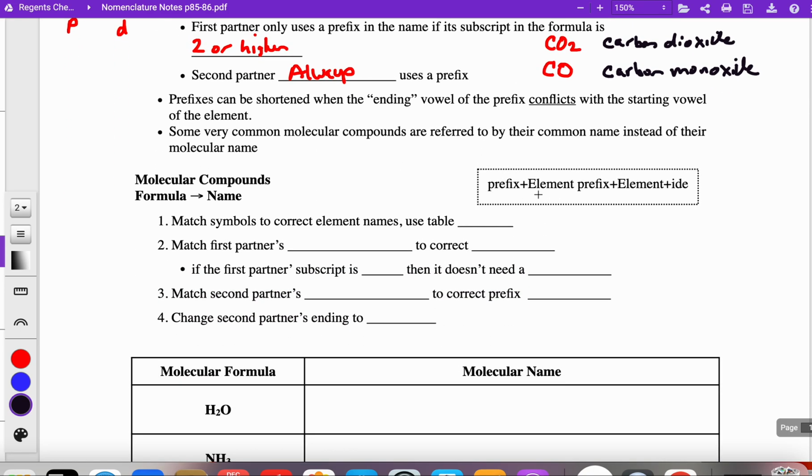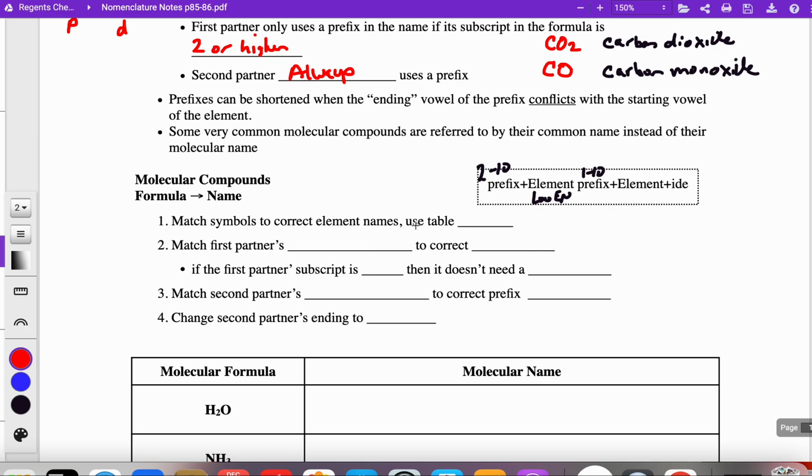So here we go. The sequence is the prefix only if the subscript is 2, and for us, if the subscript is 2 to 10, we use a prefix for the first element. And this first element has the lower electronegativity. The second element has a prefix for any subscript 1 through 10, and it has the higher electronegativity, and it's IDE ending.